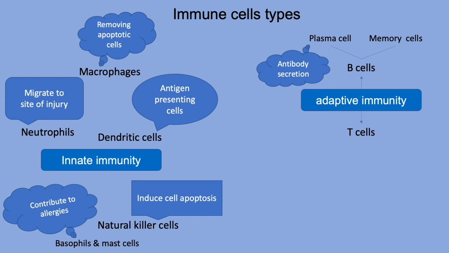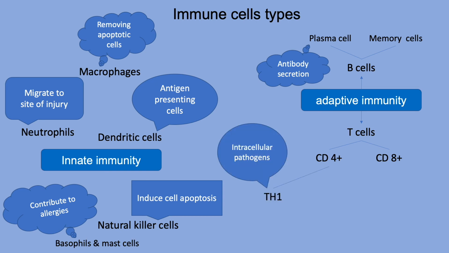T cells have a variety of roles and are classified by subsets. T cells are divided into two broad categories: CD8 positive T cells or CD4 positive T cells. The four major CD4 positive T cell subsets are Th1, Th2, Th17, and Treg, with Th referring to T helper cell.